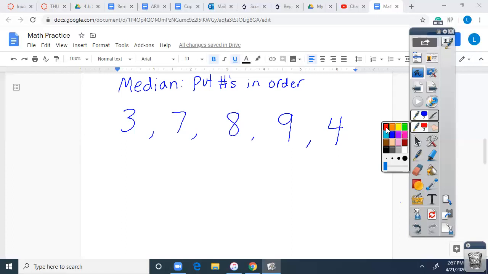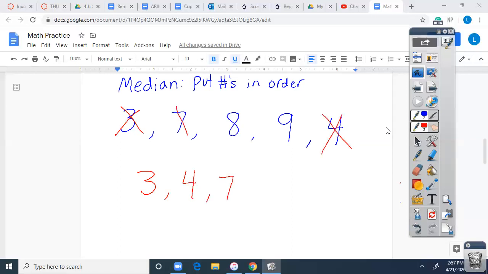Okay? I'm going to put them in order in red. Smallest number that we have is a 3. The next smallest number that we have is a 4. The next smallest number is a 7, and then an 8, and then a 9. Now that they're in order, I can find the middle number. So I'm going to cross the biggest one and the smallest one off. Then I'm going to do it again, the biggest one and the smallest number off.